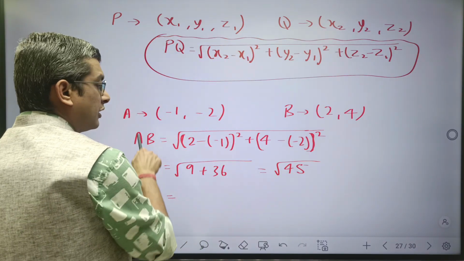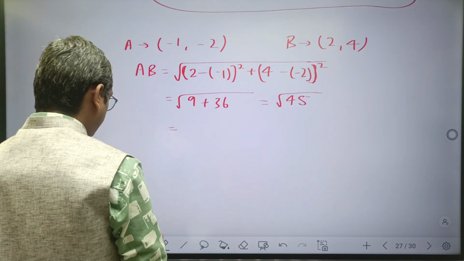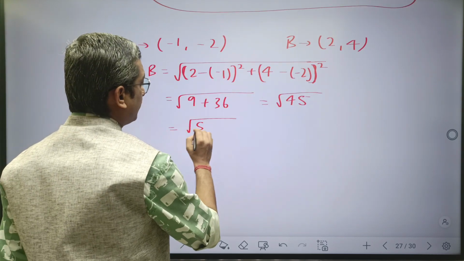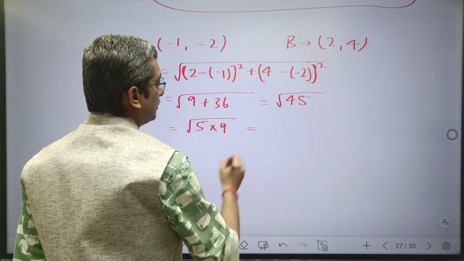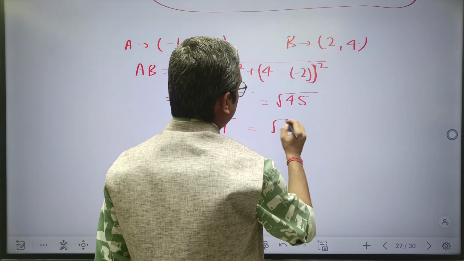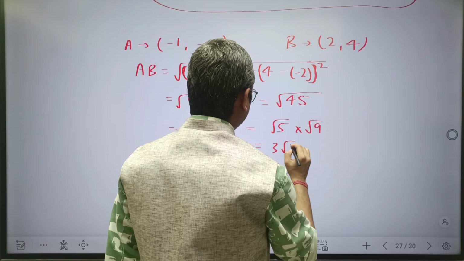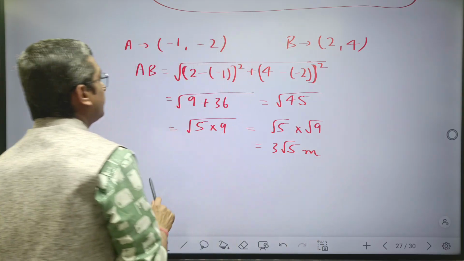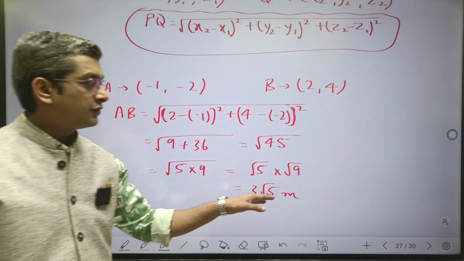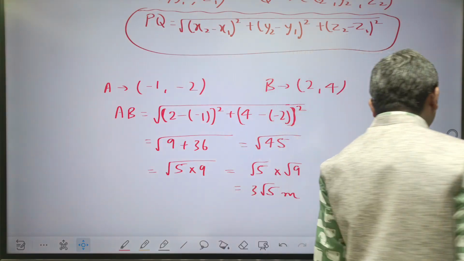So root 45 can be written as root of 5 into 9. So this will be root 5 into root 9, and root 9 is 3. So this is 3 root 5 meter. So the distance covered by the particle is 3 root 5 meter. In this way we can use the formula.